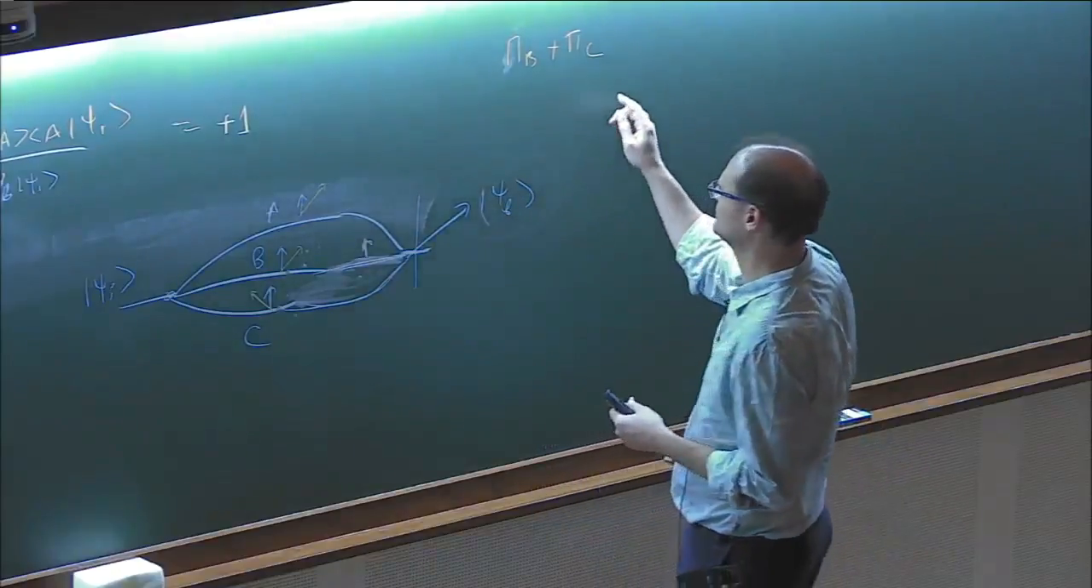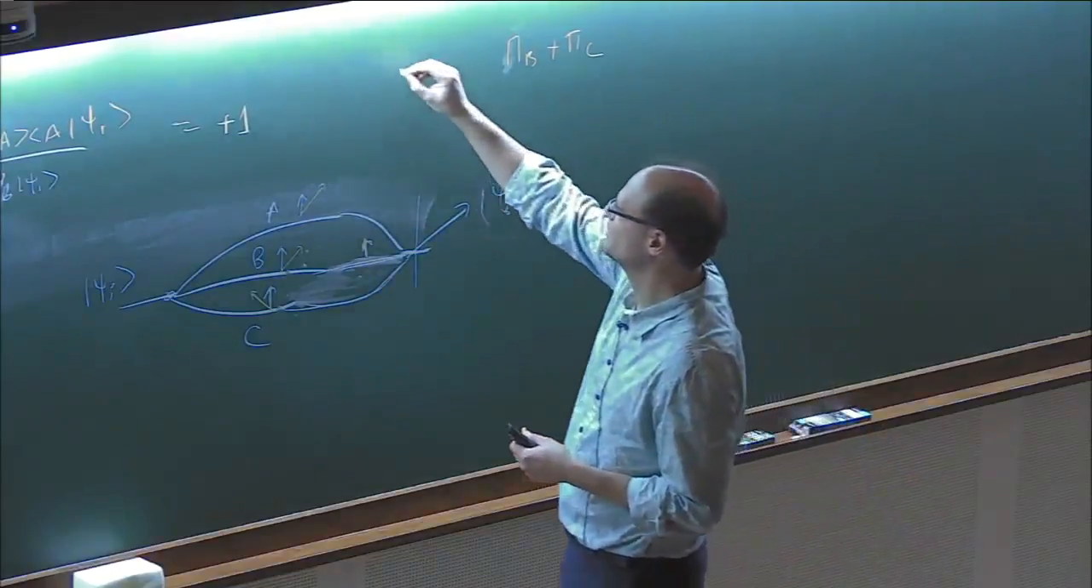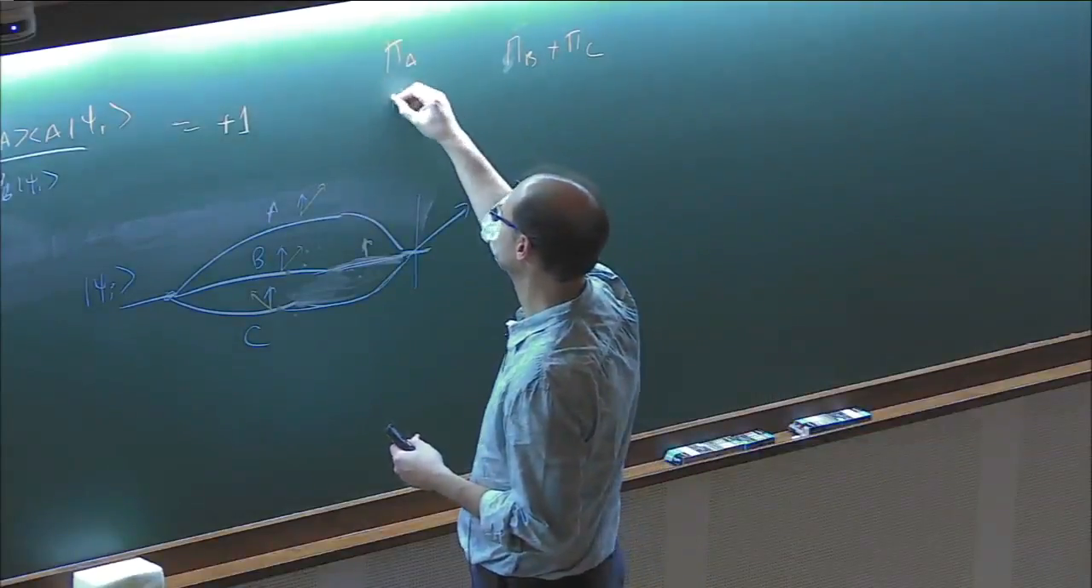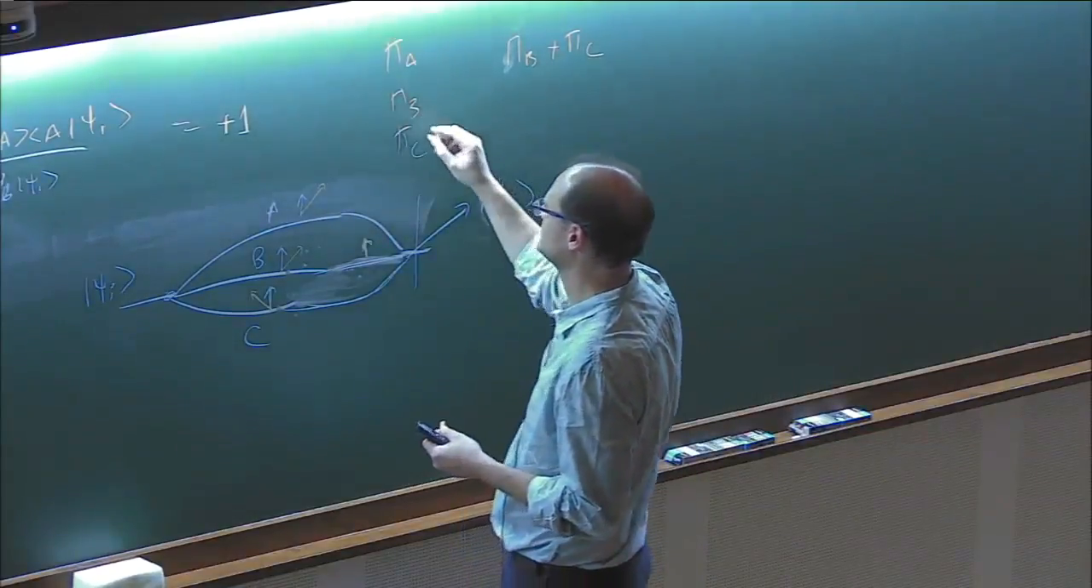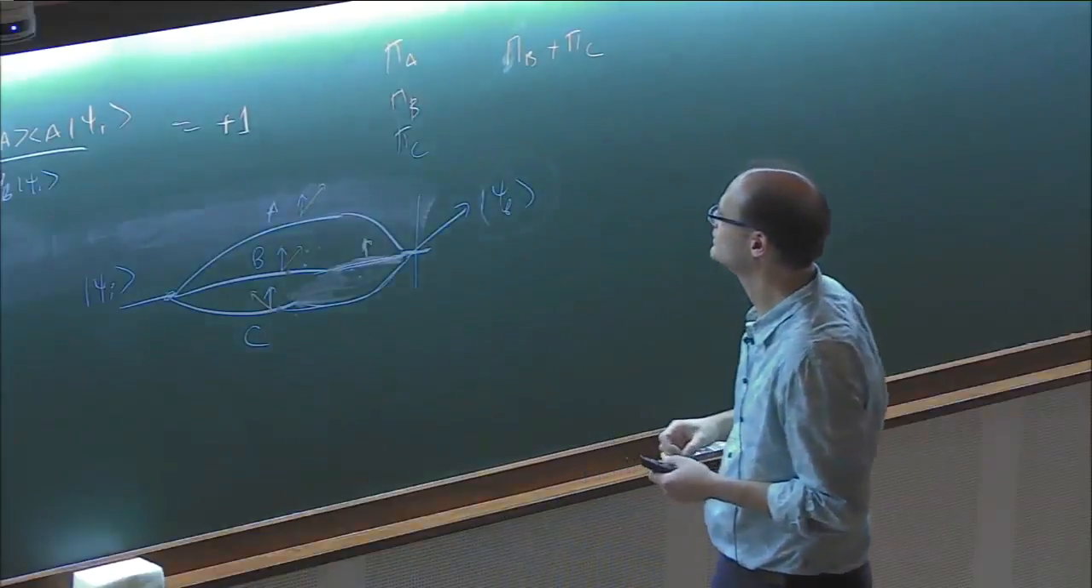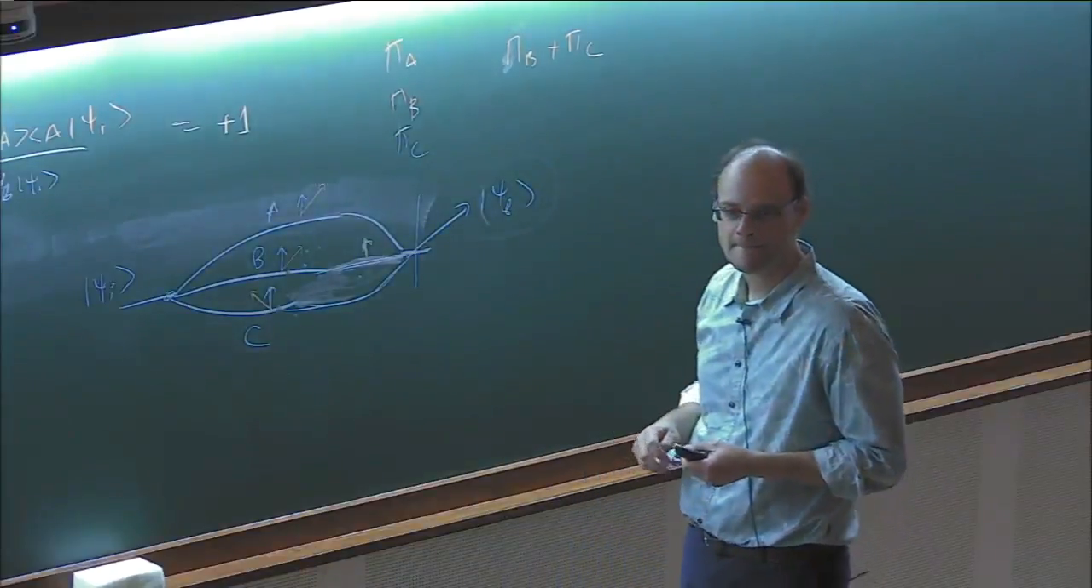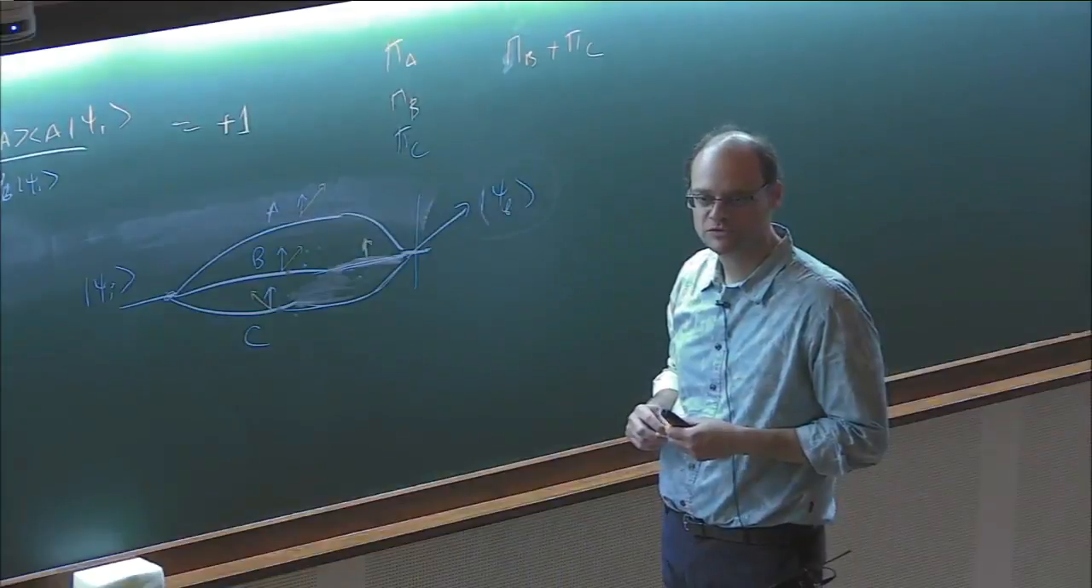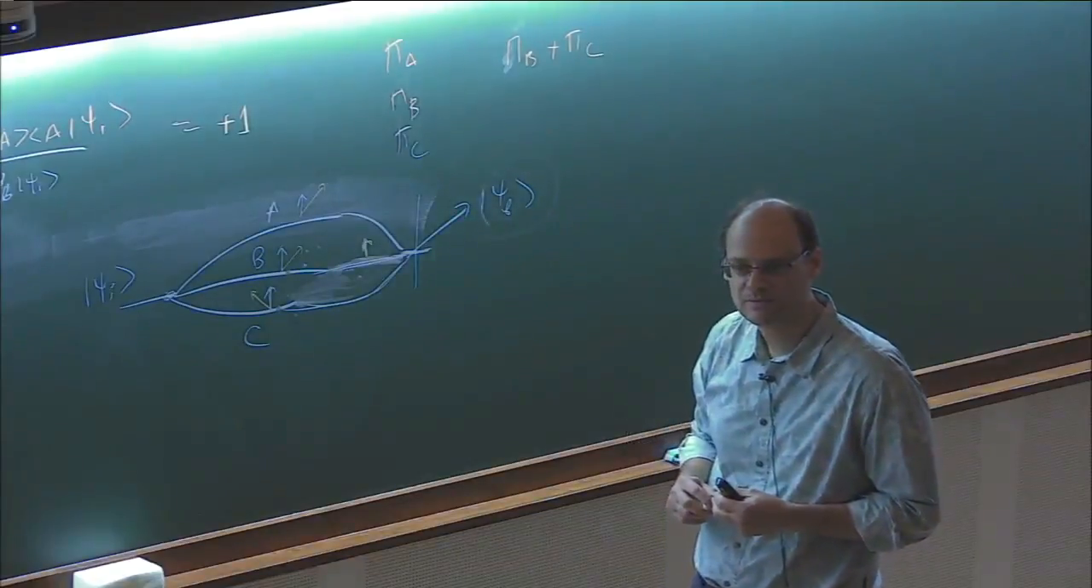I don't understand. Okay, you measure, you have pi A, pi B, pi C. This you can do. And what do you suggest to do?